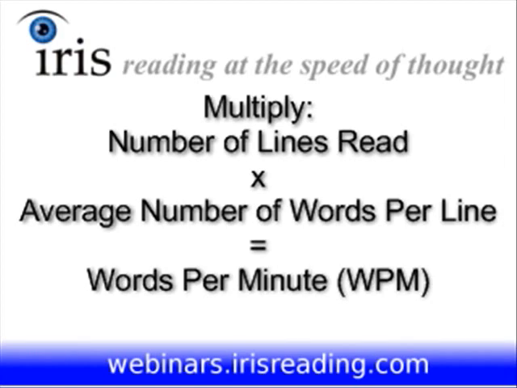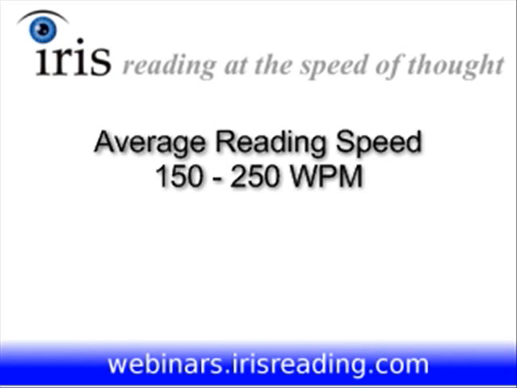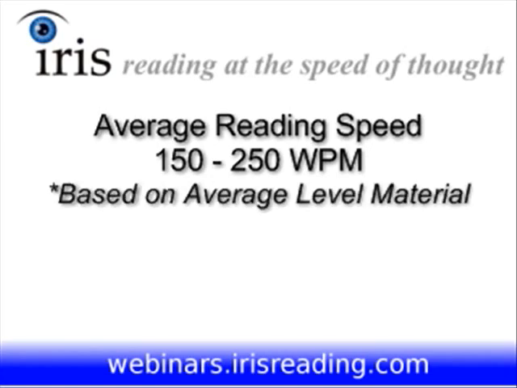Now you're probably wondering, okay, what are the averages? The average person reads 150 to 250 words a minute. Now there's a few things you need to know about this average. This average of 150 to 250 words a minute is based on average level material. If you are reading something very technical, these averages are lower. If you are reading something very easy, the averages are going to be higher.